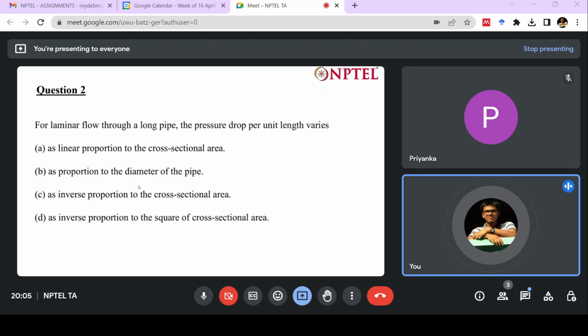The next question is: for a laminar flow through a long pipe, the pressure drop per unit length varies as linearly proportional to cross-section area, or proportional to diameter, inversely proportional to cross-section area, or inversely proportional to the square of cross-section area. So what we have to find is delta P by L. What is this proportional to? Can you tell me?